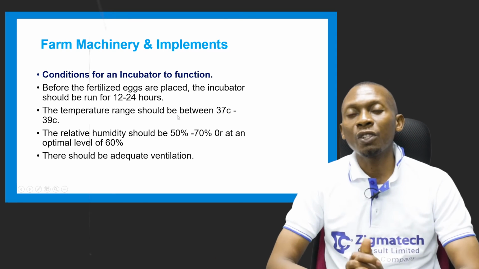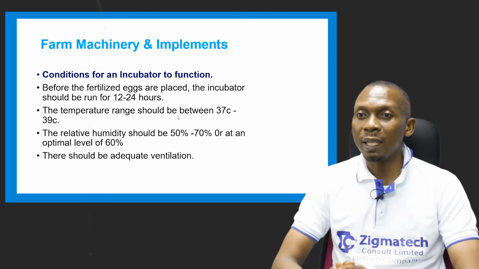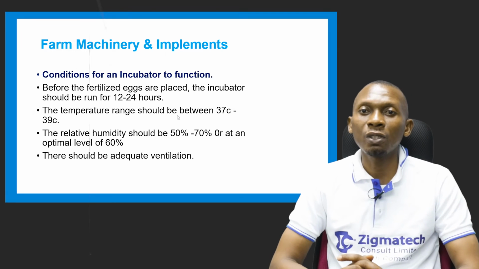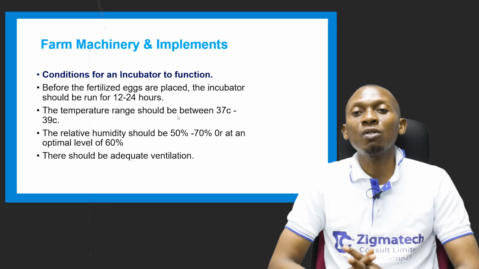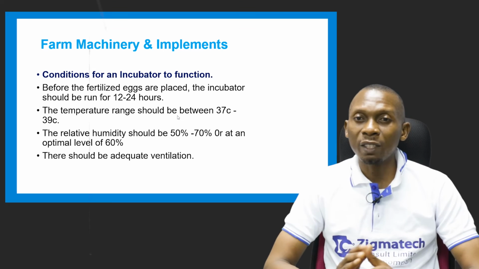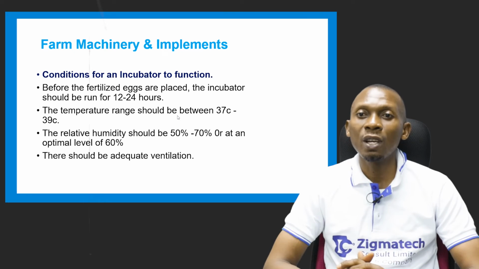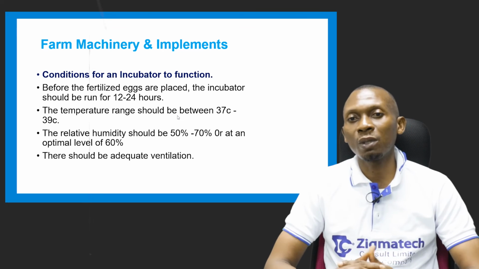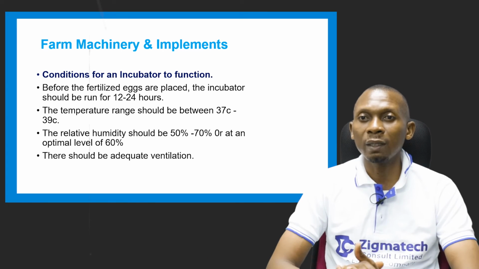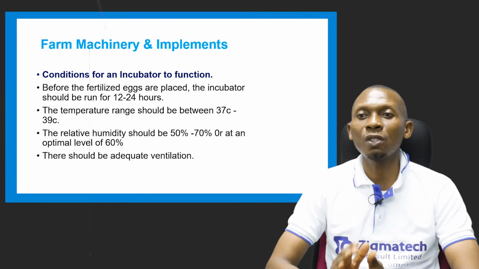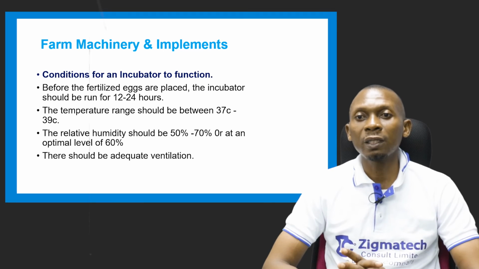What are the conditions for an incubator to function? There are certain things that must be put in place before an incubator can function properly. Before you place the fertilized eggs in the incubator, you need to run it for about 12 to 24 hours. You don't just switch on the incubator and put in fertilized eggs. The temperature range is also important, and it functions effectively within a temperature of 37 degrees to 39 degrees Celsius.